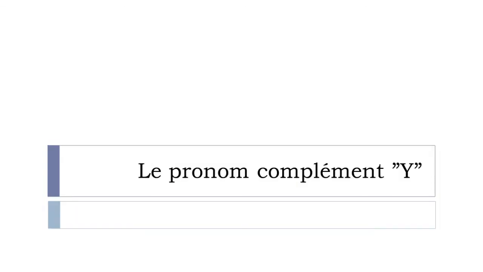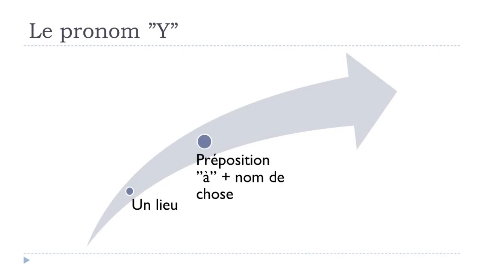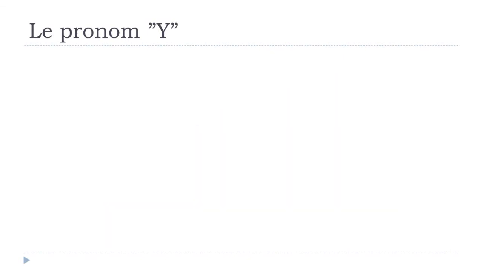Le pronom complément Y. So in the previous lesson we saw another pronoun, so it's the pronoun en, okay, and in this lesson we'll see le pronom Y. Well, you pronounce it I, of course. So, le pronom Y, we'll see that it can replace un lieu, a place, okay, or then it can replace la préposition à and then a noun of thing, and then we'll see how to construct it when you get a negative form, okay? So let's see now for a place, un lieu.